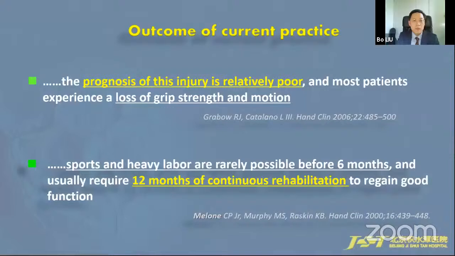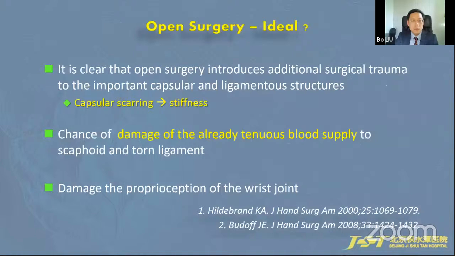Evidence has shown that the prognosis of the injury is relatively poor, and most patients experience a loss of grip strength and motion. Sports and heavy labor are rarely possible before 6 months. Patients usually require 12 months of continuous rehabilitation to regain good function. So it's clear that open surgery introduces additional surgical trauma to the important capsular ligament structures, and capsular scarring may cause stiffness of the joint.